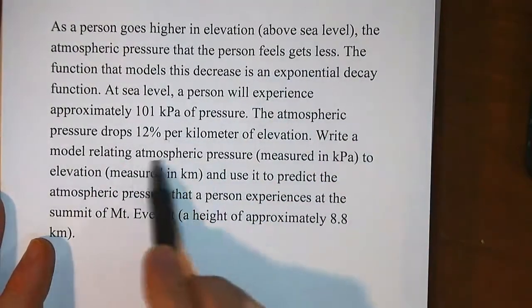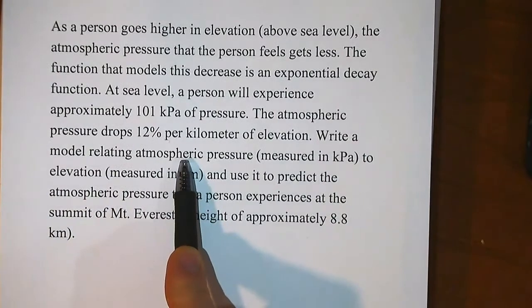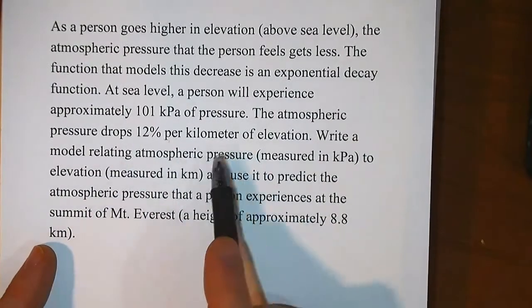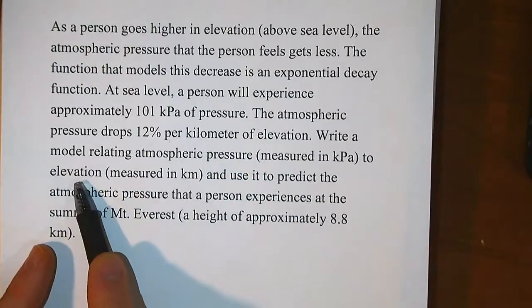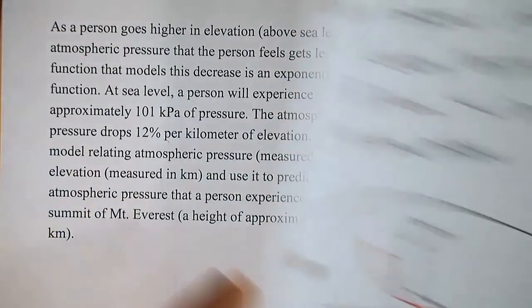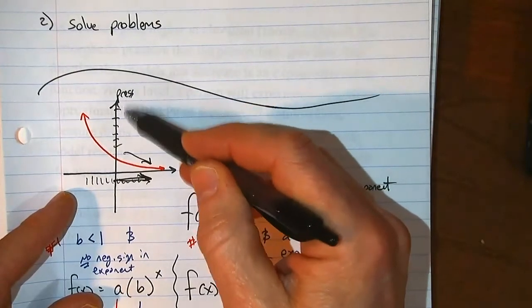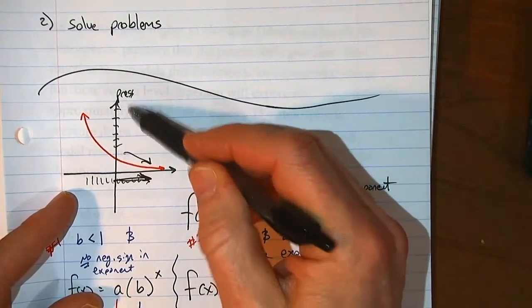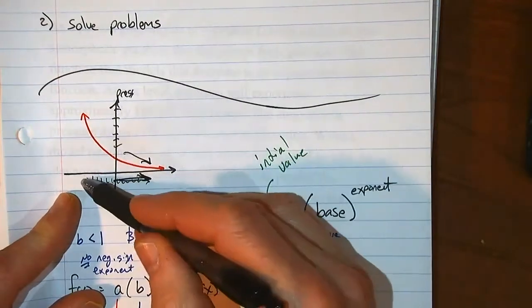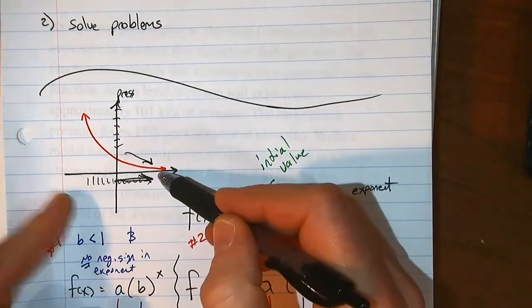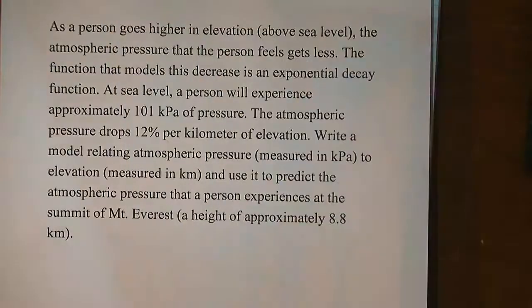We want to write a model. So we specifically have to write an equation that relates pressure to elevation. So pressure to elevation, that means my pressure is my y-axis, my dependent variable. That's what my function is finding, related to elevation. So elevation is my x-axis, my independent variable. That's what I'm plugging in.